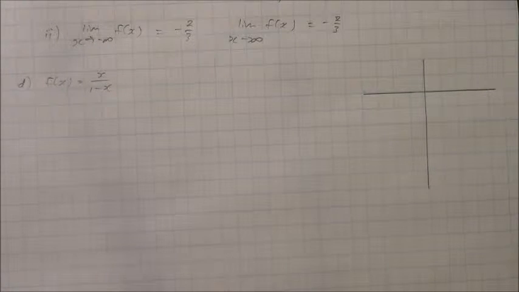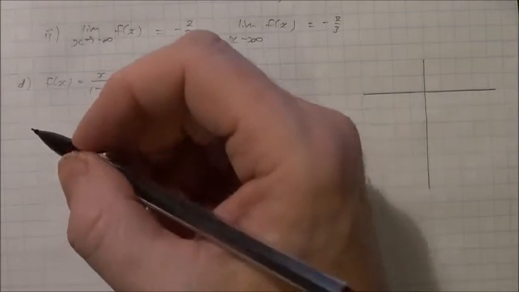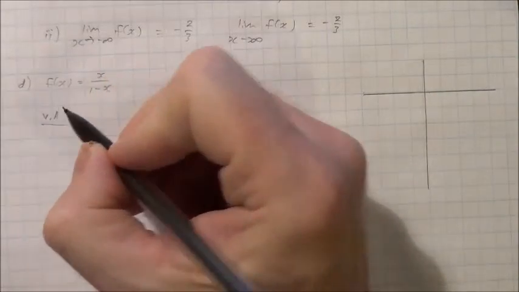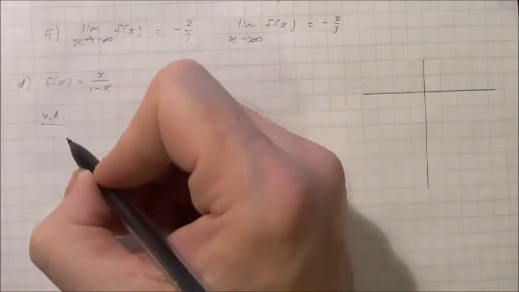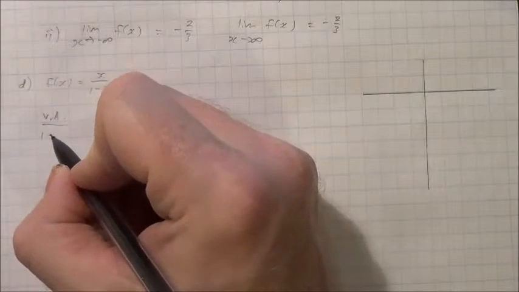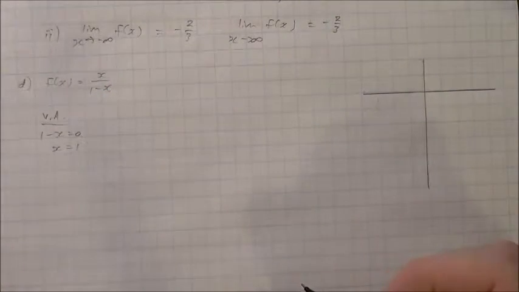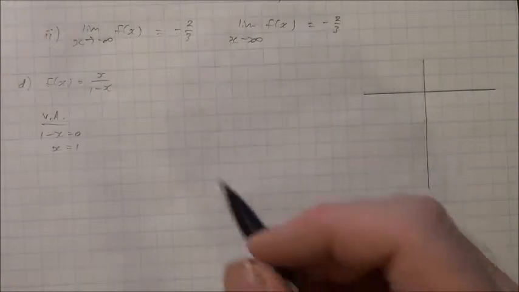Now we'll continue on with part D. I'll try to be a little bit more organized in this case than I was in the last example. So look at here the vertical asymptote. Again, when the denominator equals 0, so when 1 minus x equals 0, therefore when x equals 1 is where the vertical asymptote occurs.